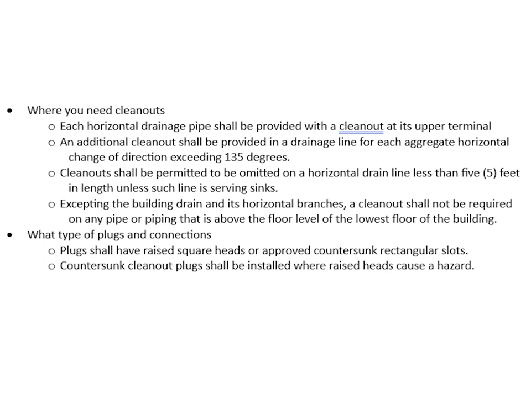Where you need cleanouts. Each horizontal drainage pipe shall be provided with a cleanout at its upper terminal. An additional cleanout shall be provided in a drainage line for each aggregate horizontal change of direction exceeding 135 degrees. Cleanouts shall be permitted to be omitted on a horizontal drain line less than 5 feet in length unless such line is serving sinks. Excepting the building drain and its horizontal branches, a cleanout shall not be required on any pipe or piping that is above the floor level of the lowest floor of the building.